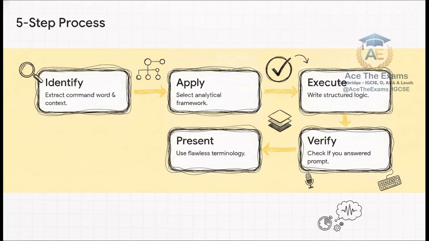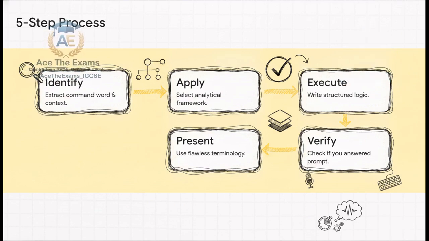Step 1, identify key elements. Extract the command word. Is it describe, explain, evaluate? And extract the exact context. Is it a school database, a retail checkout system, a nuclear power plant? Step 2, apply principles. Select the correct analytical framework, like validation versus verification. Step 3, execute analysis. This is where you write those beautiful PEEL paragraphs with clear, structured logic. Step 4, verify results. Take a breath, read back over your answer, and verify you didn't wander off topic halfway through. Step 5, present format. Ensure your technical terminology is flawless.